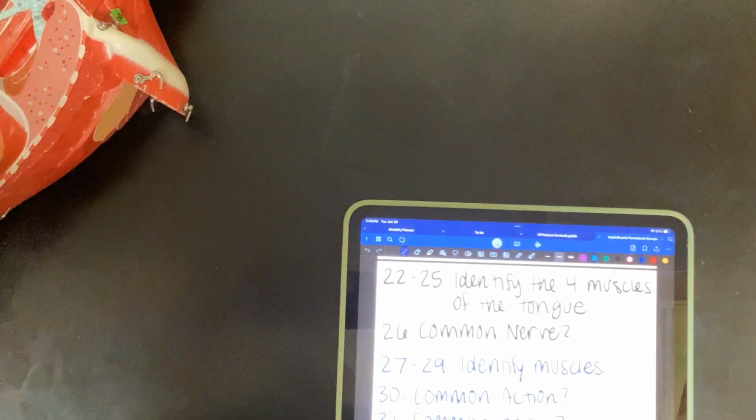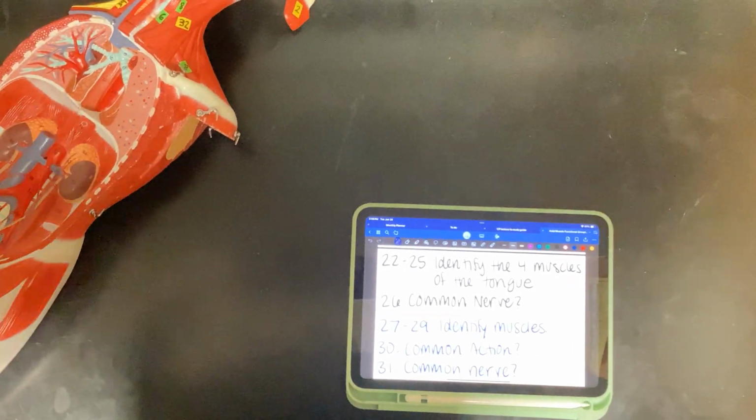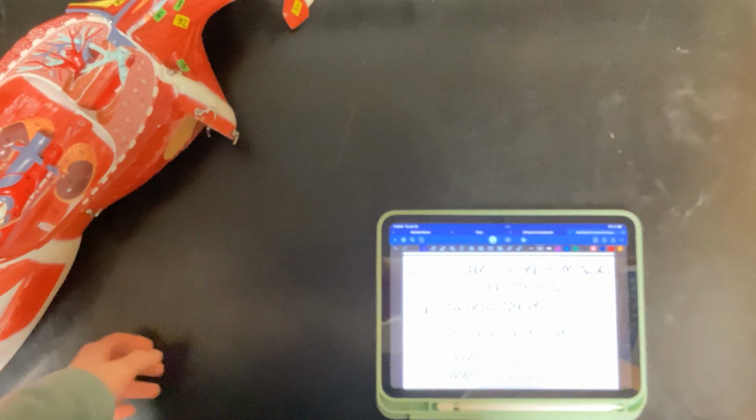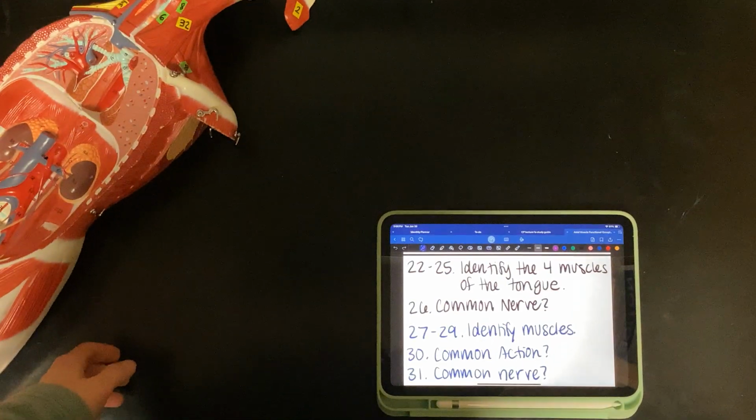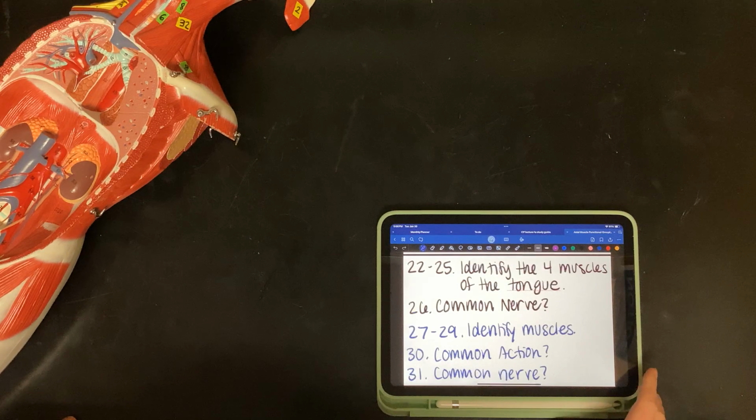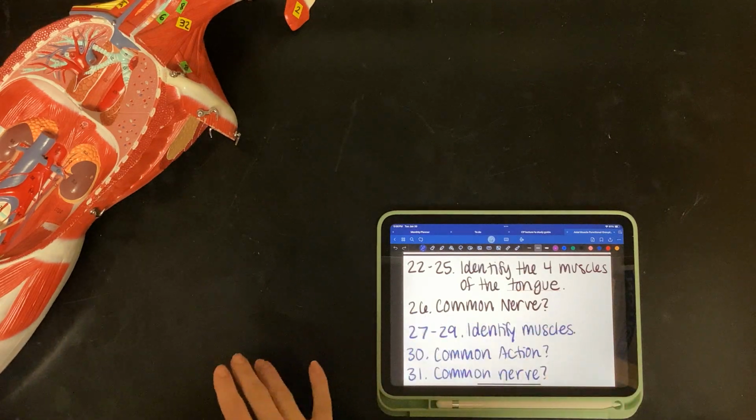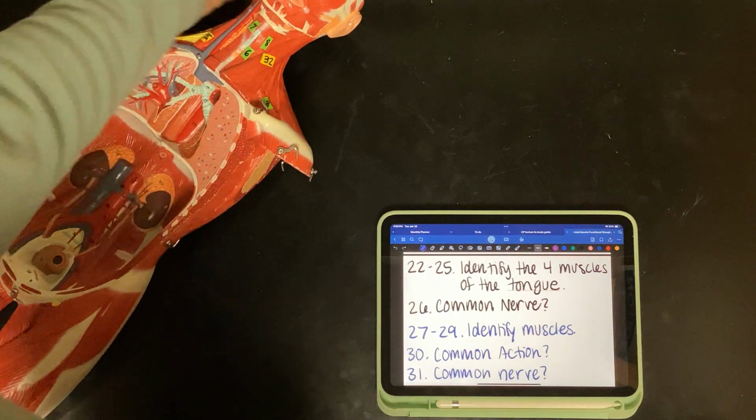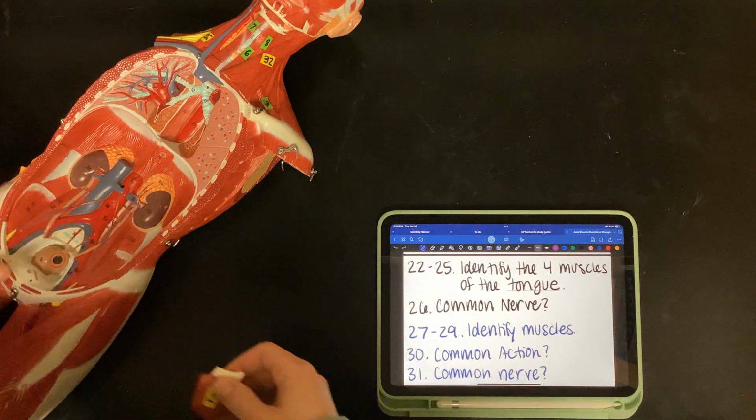Alright. 22 through 25 is asking to name the 4 muscles of the tongue. You don't need to know specific IDs for the tongue muscles, just gotta remember what they're named and their common nerve.